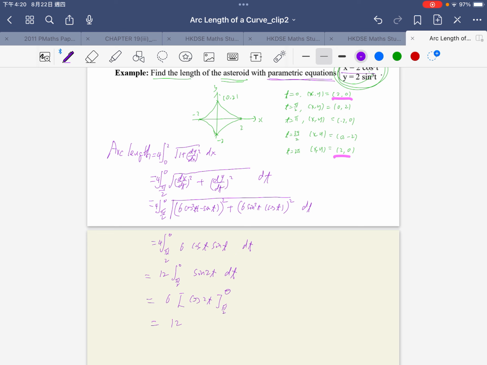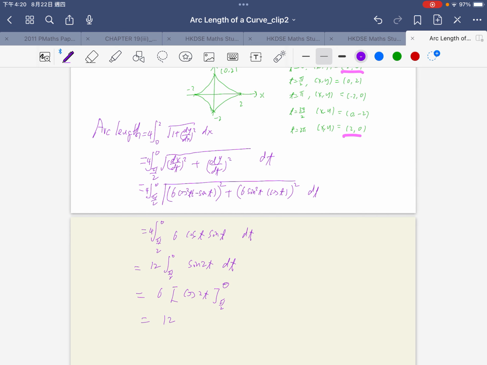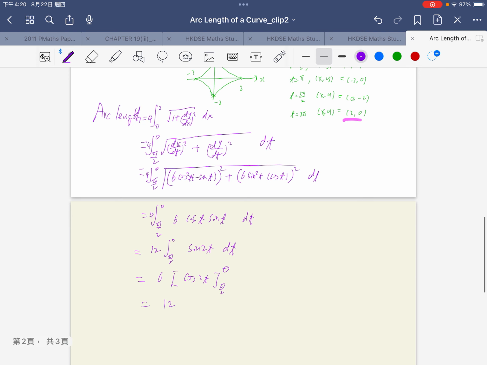Hope you can understand the importance of this in calculating the arc length of a curve. In the next video I will go to another topic, which is the shell method. And if you have other examples related to the calculation of arc length, you can send them to me. Then I can present them to you and share how to calculate the arc length.